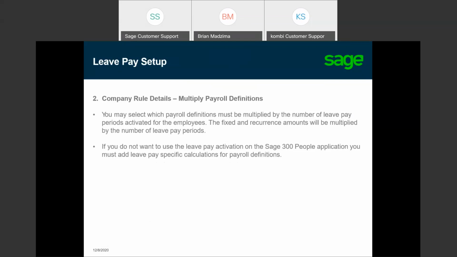So if you do not want to use the leave pay activation on, say, 300 people, you must then add leave pay specific calculations for those particular payroll definitions. So if you do not want to use the leave pay option that we have available, you can therefore use calculations and link those calculations to particular payroll definitions that you want to multiply those fixed or recurring amounts by. Just a quick note as well, the flags on the company rule will always override any leave pay specific calculations that are linked to a particular definition.